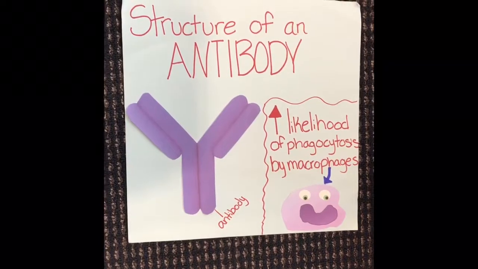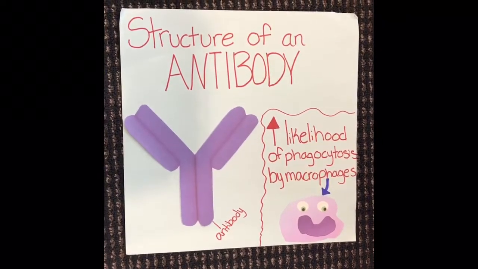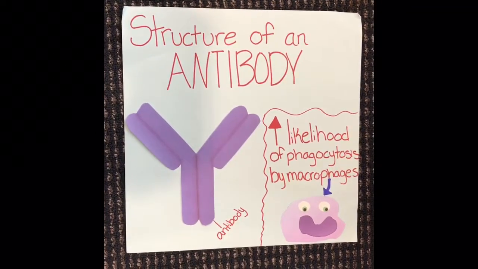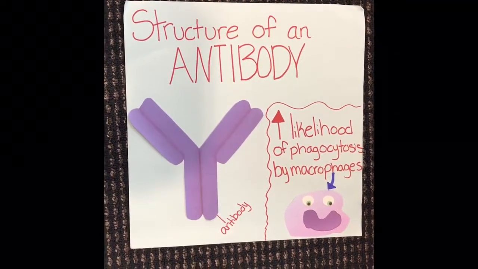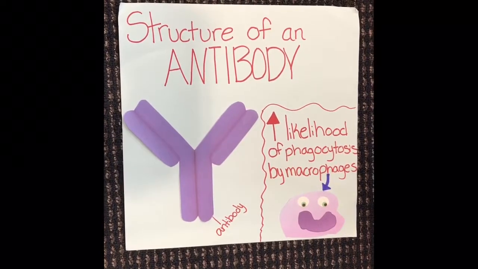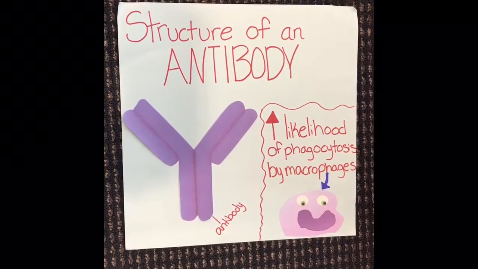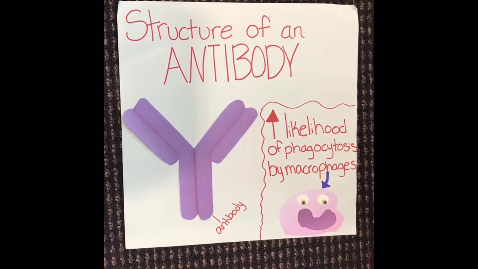Antibodies are Y-shaped molecules that have binding spots specific to certain antigens. Antibodies bind to antigens and lock the pathogen into big clumps. This allows macrophages, or white blood cells, to easily engulf more pathogens at one time.